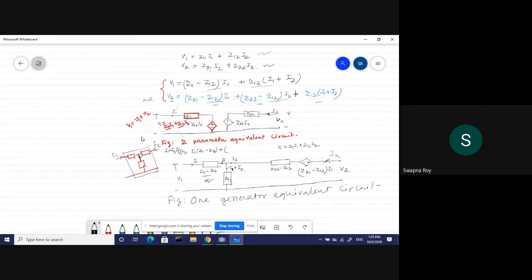So today what we have learned: what is a two-port network and what are the different parameters of a two-port network, then the derivation of the open circuit impedance parameters with their equivalent circuits. In the next class, we will learn the condition of reciprocity and symmetry for Z parameters.